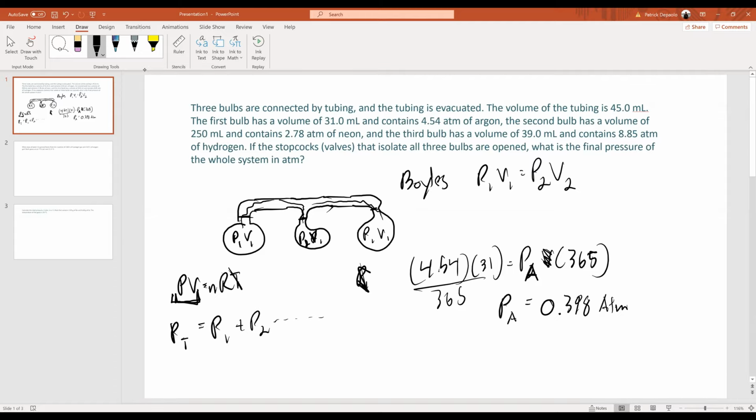Okay, and we're going to repeat this process for the remaining 2 gases. The first one being neon. Neon has a P1 of 2.78. Its V1 is 250. Its P2 is unknown; we'll call it PN for neon. And V2, we know, is the same as the entire system, because once these stopcocks are released, the gases will expand into the entire system.